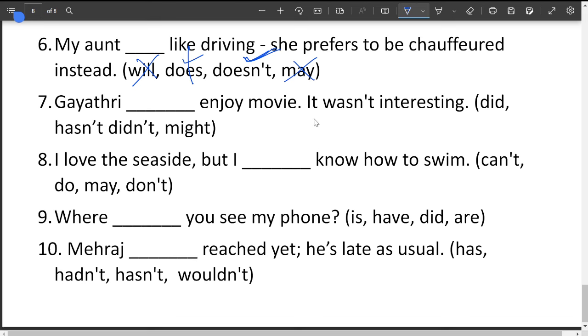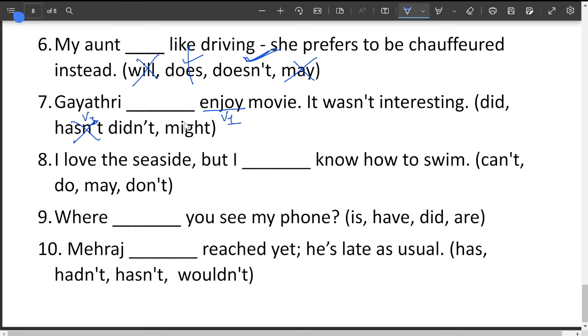Next, Gayatri dash enjoy movie. Enjoy is which verb here? V1. Okay, it wasn't interesting, a negative. So she did not like the movie. That must be the meaning here. Now look at this. Hasn't cannot be used because hasn't is followed by V3. But what is given here? V1. Right? Next one. Didn't is negative, did is positive.